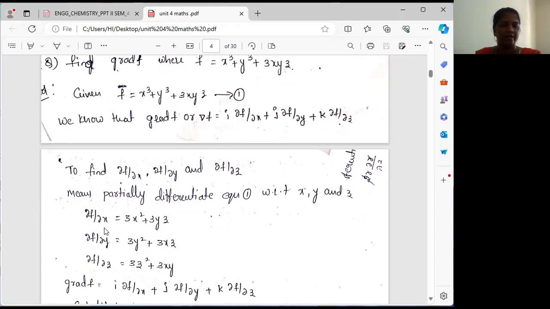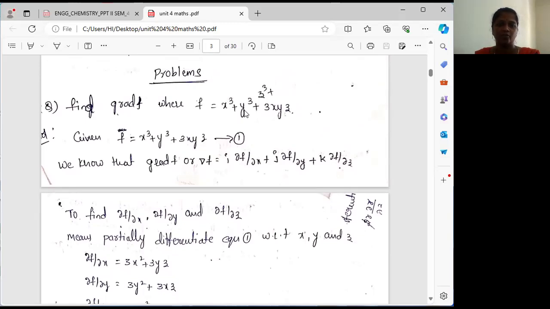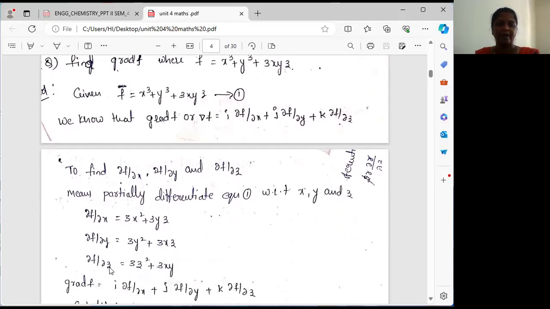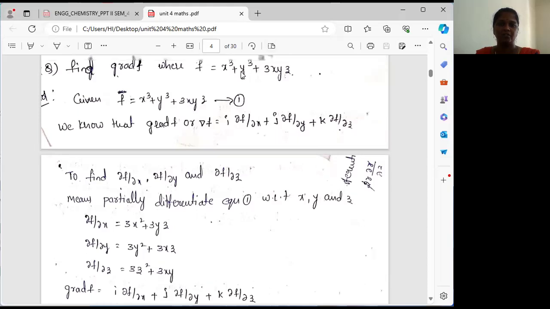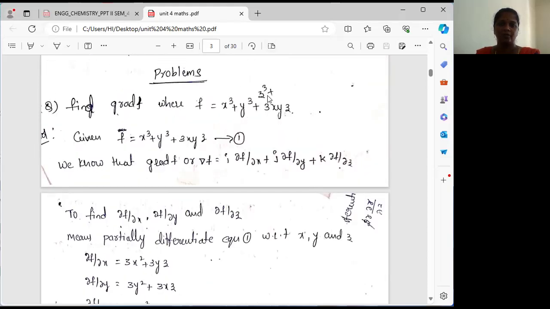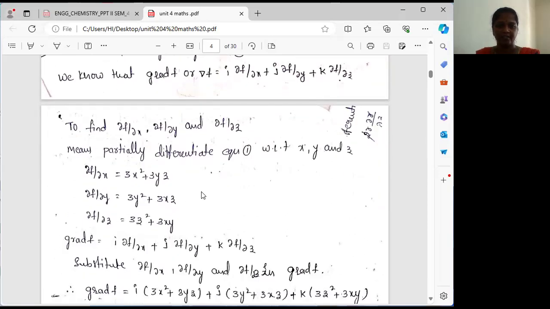After that, partial differentiation with respect to y. So dou f by dou y equals, here x cube is constant with respect to y so 0, plus the derivative of y cube, 3y square, plus the derivative of z cube, which is 0 as z is constant, plus dou by dou y of 3xyz, which is 3xz. Then dou f by dou z, partial differentiation with respect to z. Here x and y are constants, so x cube is 0 and y cube is 0. The derivative of z cube with respect to z is 3z square, plus dou by dou z of 3xyz, which is 3xy.